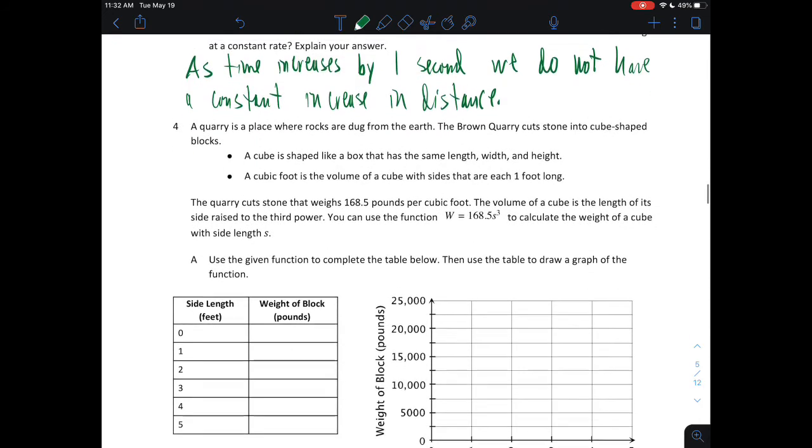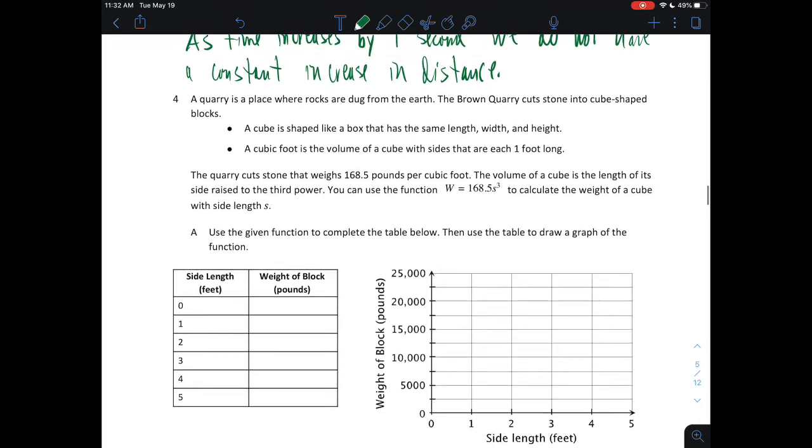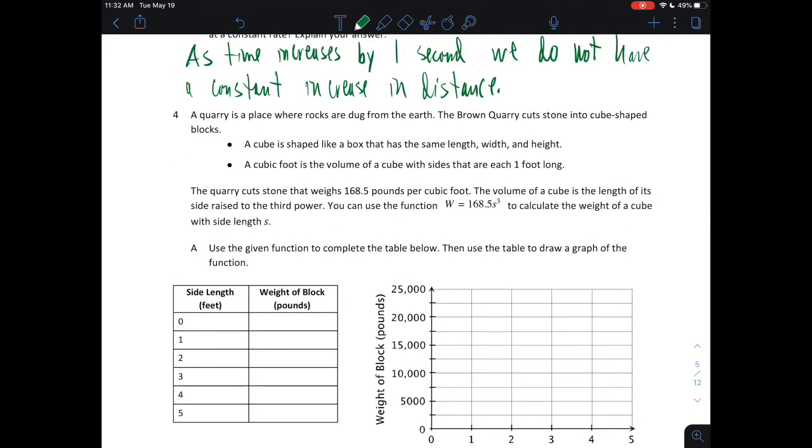So now another example. Number 4. A quarry is a place where rocks are dug from the earth. The brown quarry cuts stone into cube-shaped blocks. A cube is shaped like a box that has the same length, width, and height. Think of if you've ever rolled dice on a board game. Those are cubes. A cubic foot is the volume of a cube with sides that are each 1 foot long.